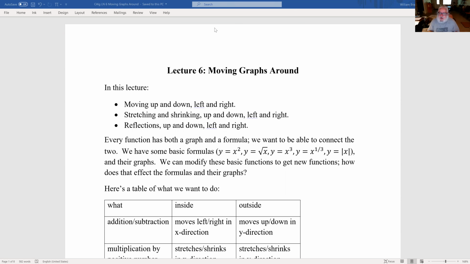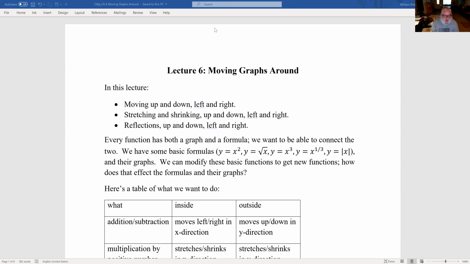Okay, so we're going to move to a new topic here, moving graphs around. So we want to talk about if you have a graph, y equals f of x, the graph of the function, and you change the formula of the function, how does that change the graph? We're going to talk about moving graphs up and down, left and right, stretching and shrinking, up and down and left and right, and reflections up and down, left and right.